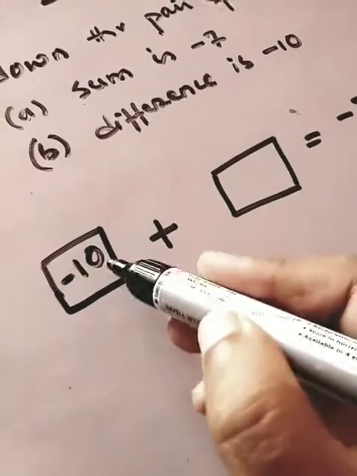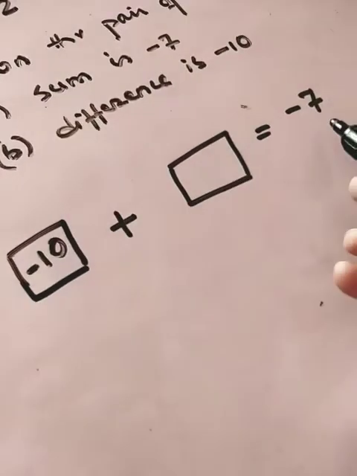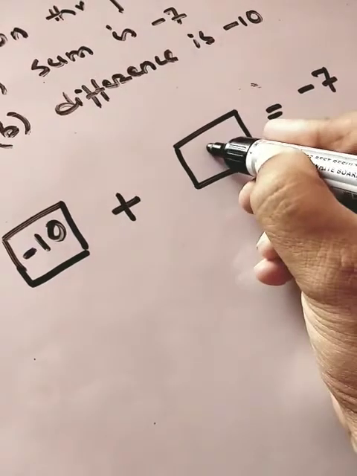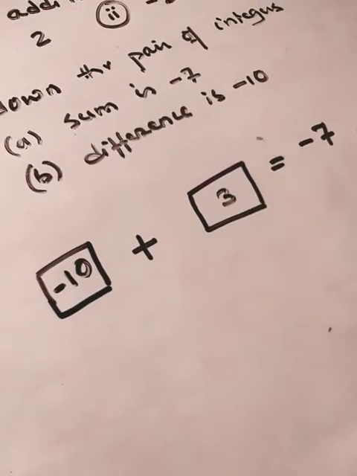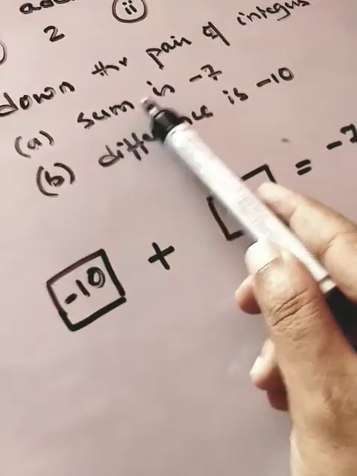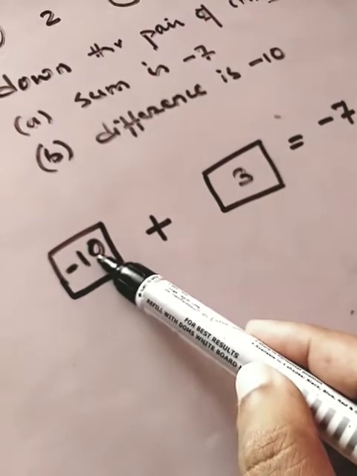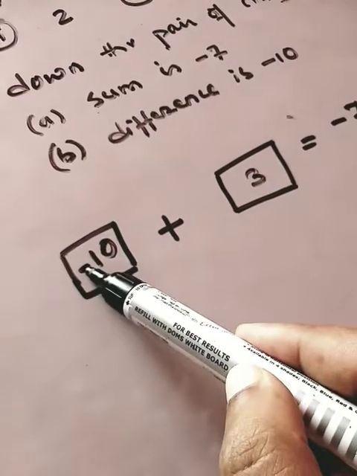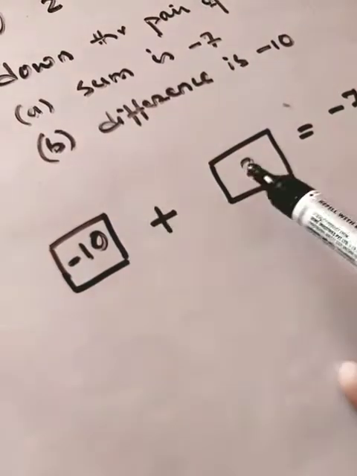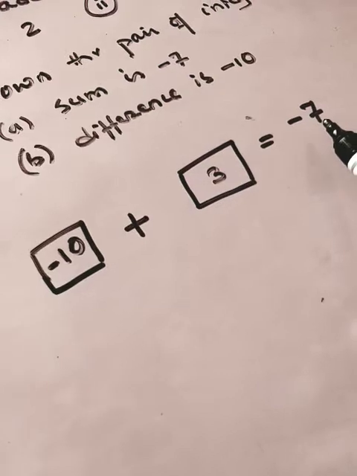Now, what is the difference? 10 minus what number you have to subtract from 10 so that you will get 7? It is 3, isn't it? So because you have to consider the sum, the answer should be in minus form. So minus 10, the larger number which you are taking, has to be in the minus form. And at the same time, you have to see which number you have to subtract from 10 so that your answer should come in 7.